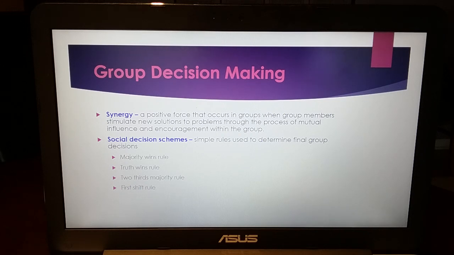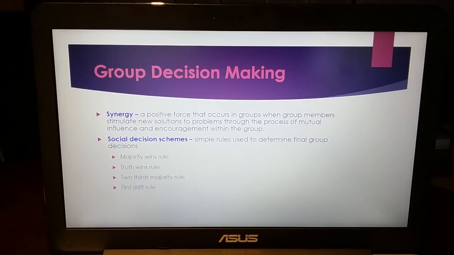So if people are all walking down one course, and then all of a sudden they change their mind, that's the first shift. We're not talking first shift, second shift, third shift in the workplace. We're talking first shift in thinking. So essentially they say that 80% of the time these rules work in groups. Who knows? It's another theory that is worth discussing.